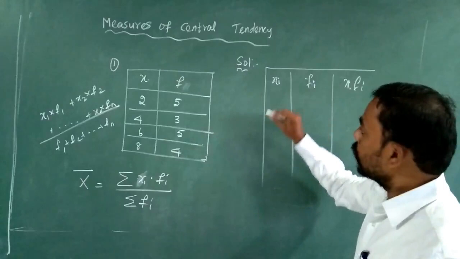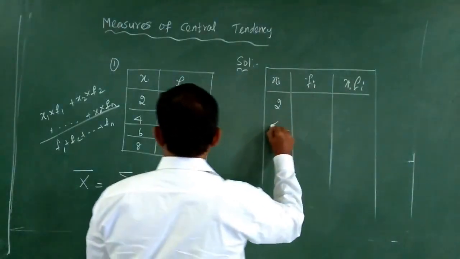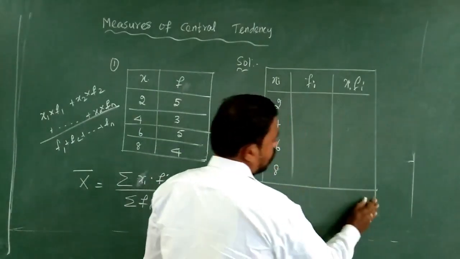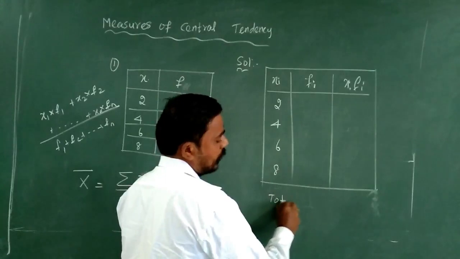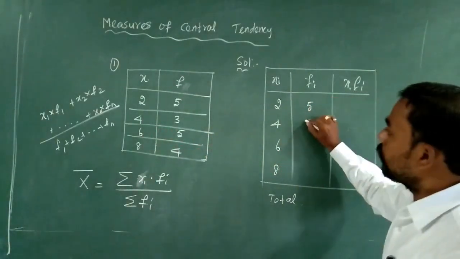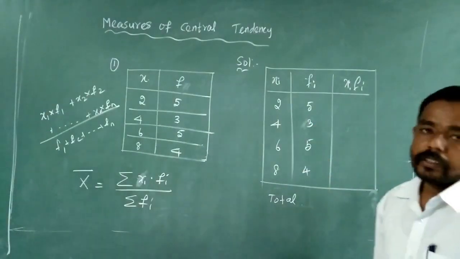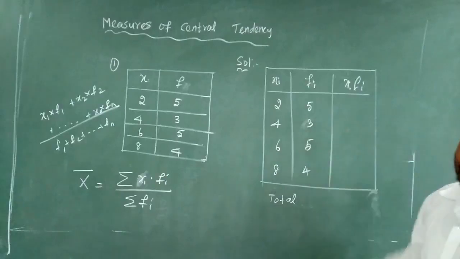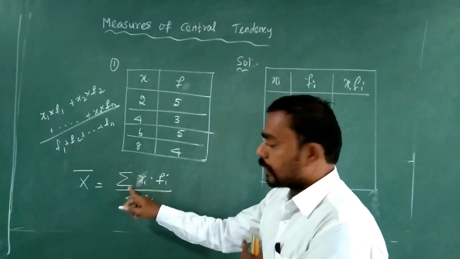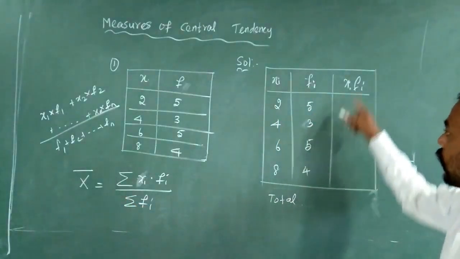This is the mean. So here 2, 4, 6, 8. Here we need to find the total. So fi: 5, 3, 5, 4 is given. So find the product xi into fi. This is the meaning of xi into fi after the summation, divided by the sum of fi. So we need to find this total and this total.